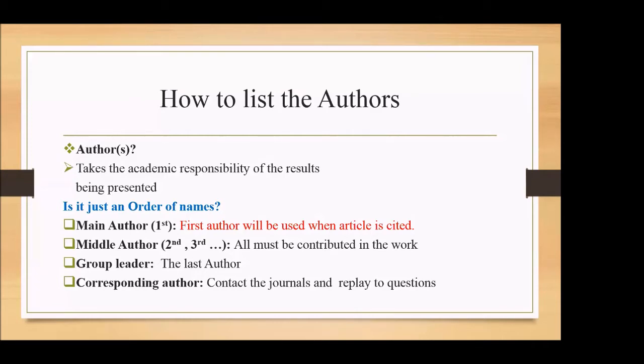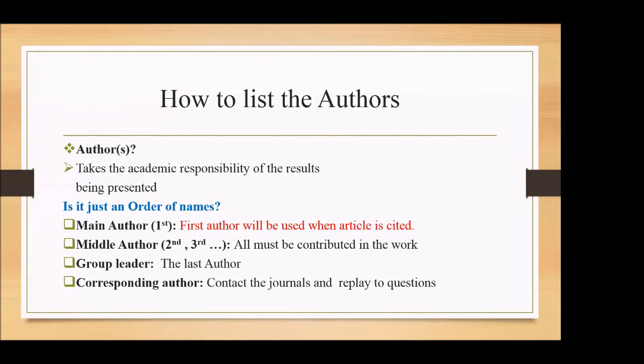Okay, so the main author, which is the first author, will be used when the article is cited, okay? The middle authors, the people in the middle, it could be 2, 3, 6, 8, depending on the study. So all must have contributed to the work. For example, maybe someone collected the data, maybe someone supplied funding, so it means that you contributed in this work in a way or another, okay?